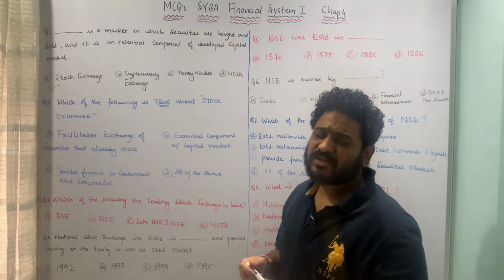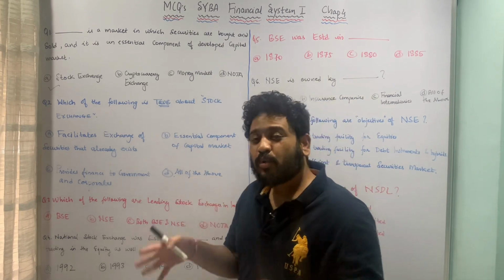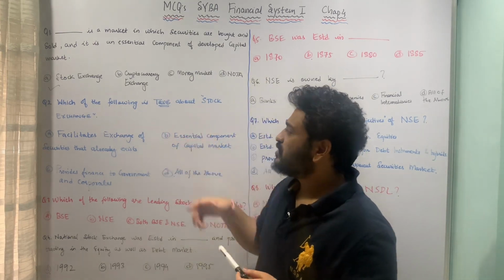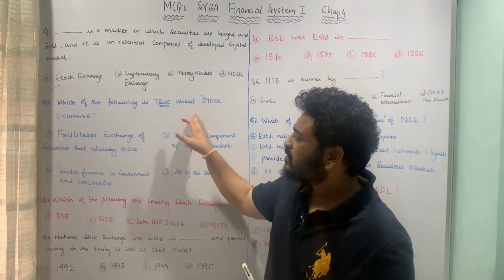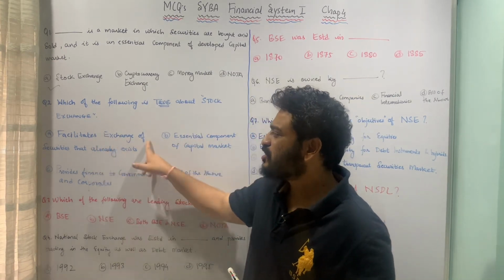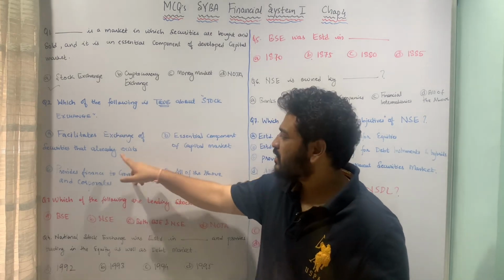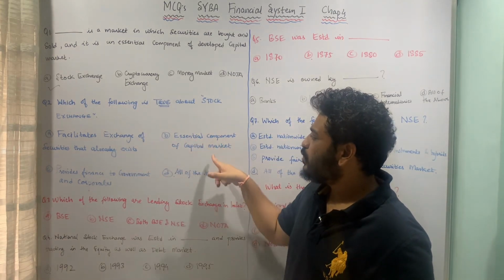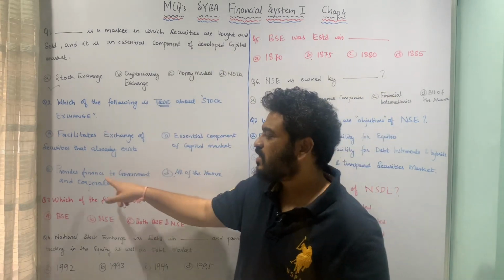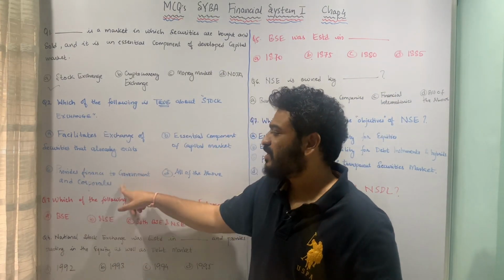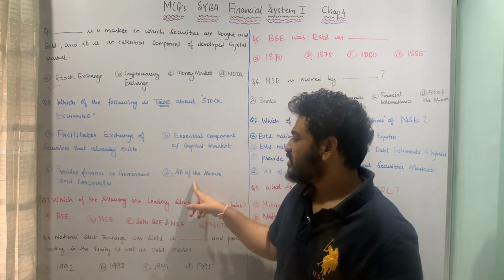Let us move to the next question, which is: which of the following is true about stock exchanges? First, it facilitates exchange of securities that already exist. Second, it is an essential component of the developed capital market. Third, it provides finances to the governments and corporates, and last is all of the above.